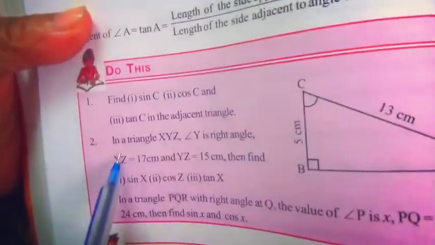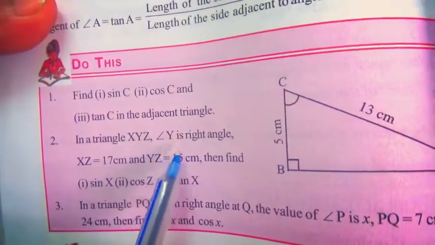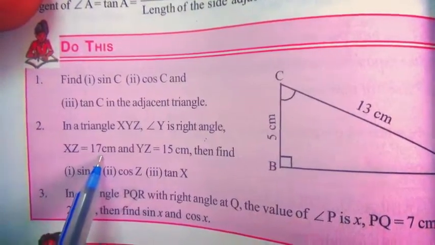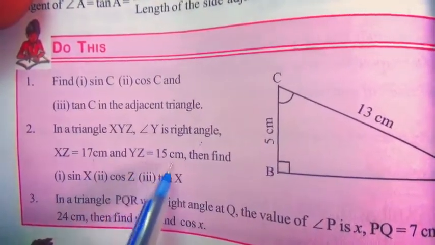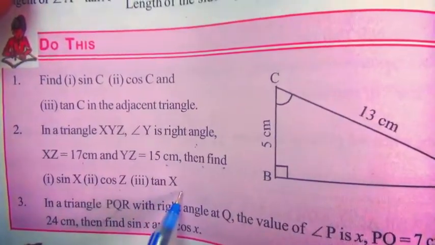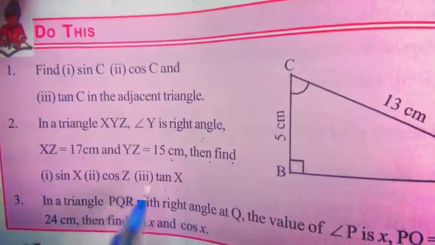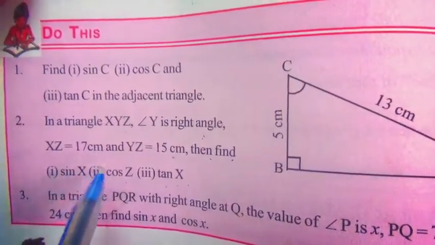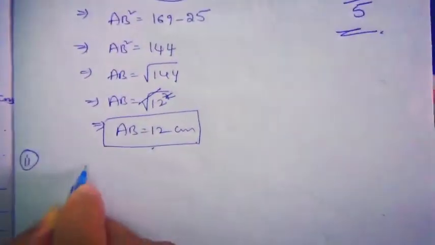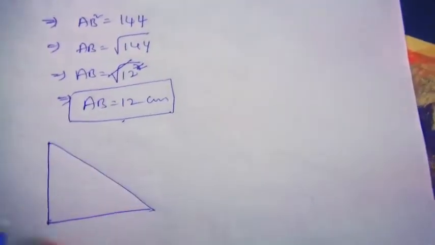Okay, next in the second sum. In a triangle XYZ, angle Y is a right angle. XZ is equal to 17 centimeters. YZ is equal to 15. Then find sin X, cos Z, tan X. We have to find out these values. Okay, first of all we have to draw the right angle triangle according to the given values. So in the second sum, first of all you have to draw one picture according to the given values.